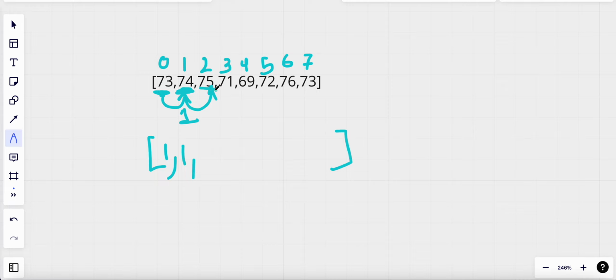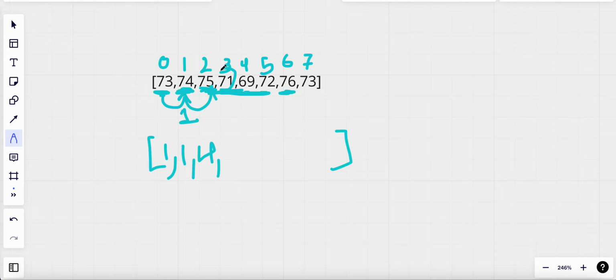Now next, for 74, how many days? It is 1 day as well, so we have a value 1. Now what about 75? How many days do we have to wait? Well, we have to wait 1, 2, 3 and 4 days, because all of these three temperatures are smaller and only the fourth day has a temperature greater than 75, so it would be a value 4.